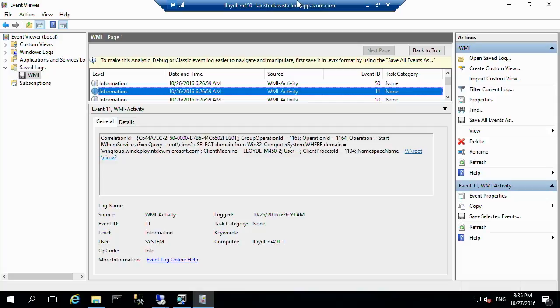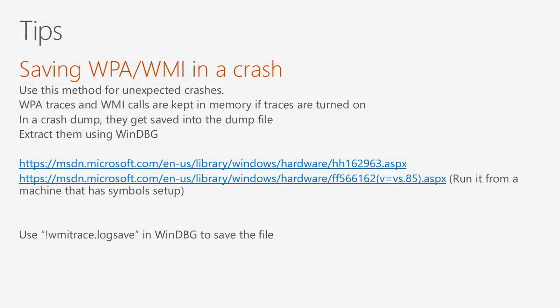Okay, so any questions on this part? Nope. All right. Let's go back to the slides. And so that's your WMI, saving it.